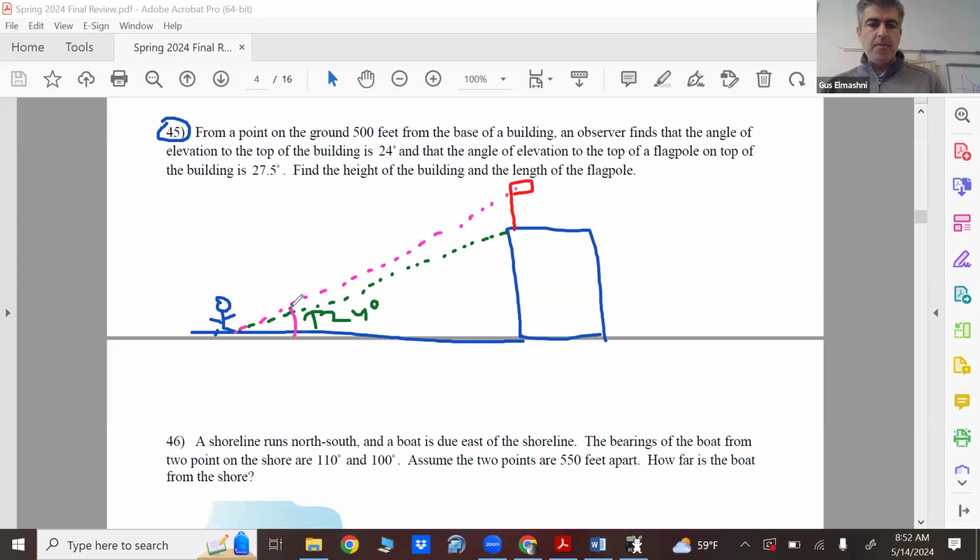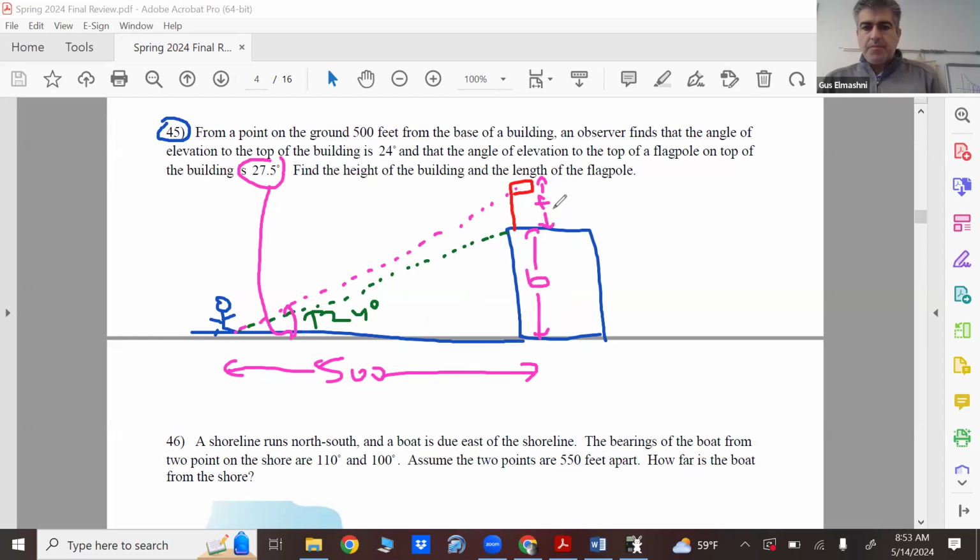And then how about the pink angle? 27.5, right? Okay, good. And then this, of course, is 500 feet from here to here. So we want the height of the building. I'll call this B, the building, and I'll call this F for flagpole.